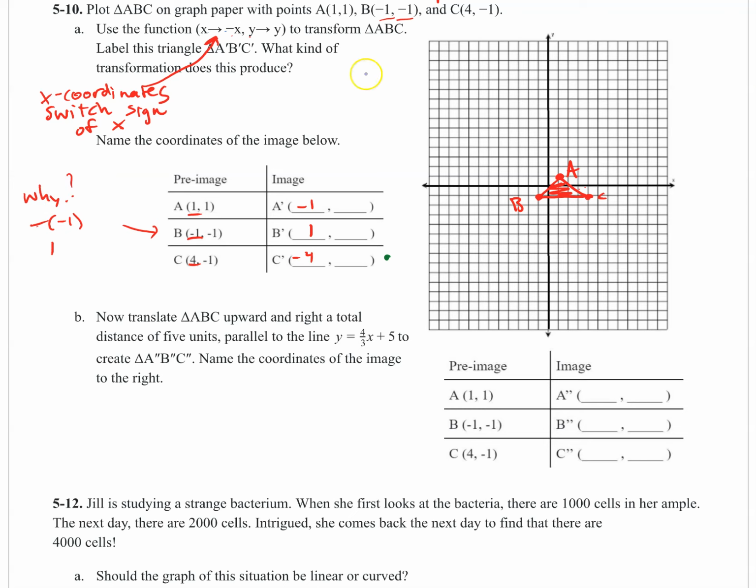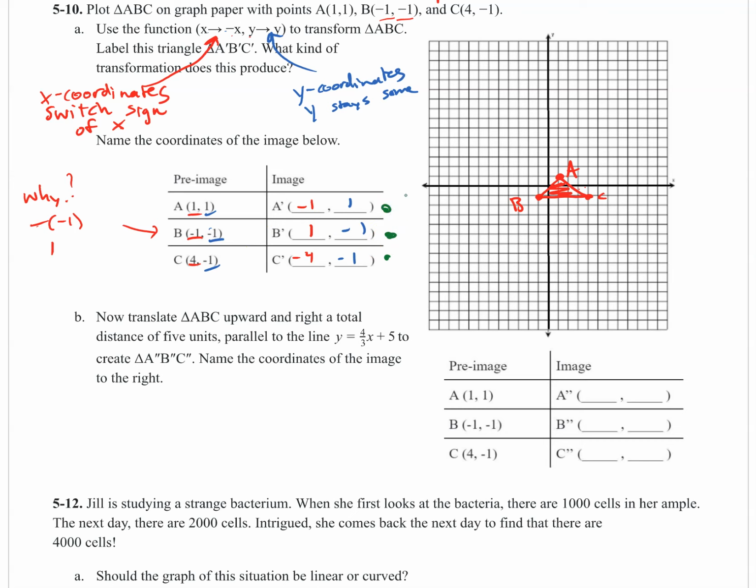Okay, let's look at what happens to the y coordinates. Y goes to y, so nothing happens, no sign change. Y stays the same. So here our y coordinate is 1. After transformation, it's still 1. If the y coordinate is -1, after transformation, still -1. So all the y coordinates just stay the same.